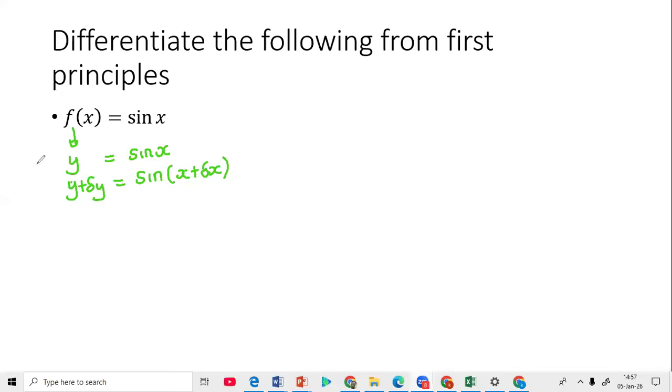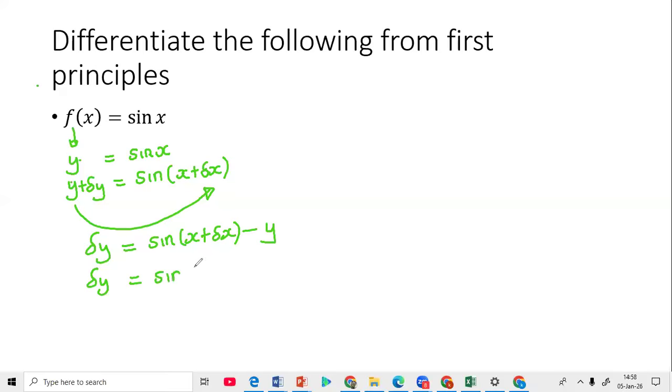Now, after getting that, what is the next step? The next step is having our y taken this side, such that we remain with only change in y. So I say change in y will equal to sine of x plus small change in x minus our y. But your y, we say that y is sine x. So change in y is equal to sine of x plus small change in x minus sine x.